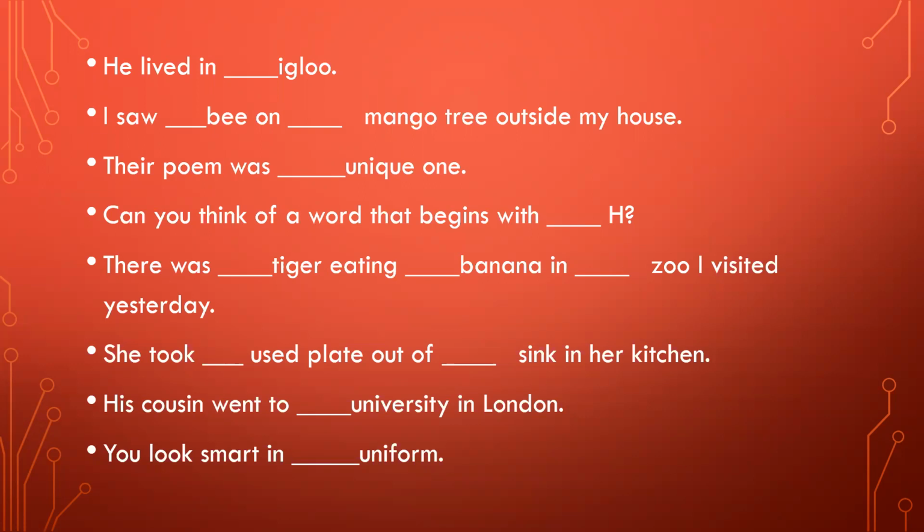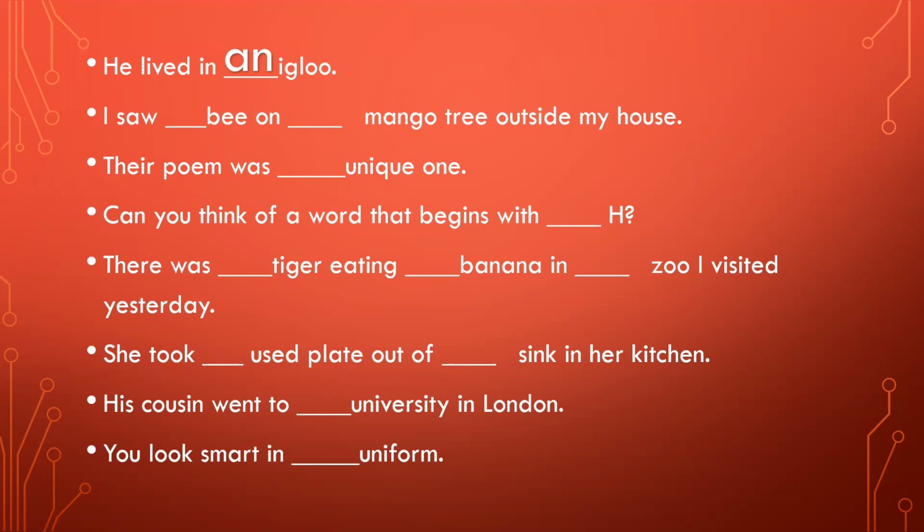Think of the first one. He lived in dash igloo. Do not look at the I in that word igloo. Say the word in your mind and think of the sound of the first letter. The answer? An.